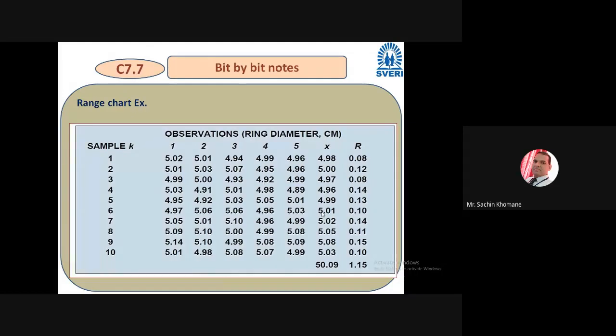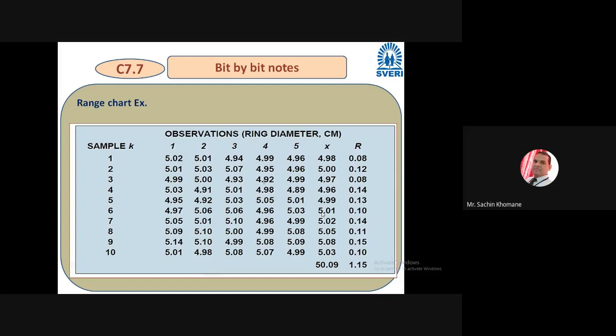Now, very simple actually, friends. If you want to calculate the range, then you have to identify the larger reading, and another one is the smaller reading. So the difference between these two, the large quantity minus the smaller quantity, then you will get the range.